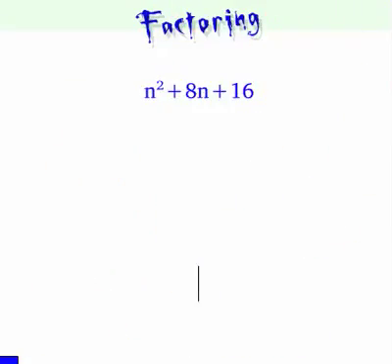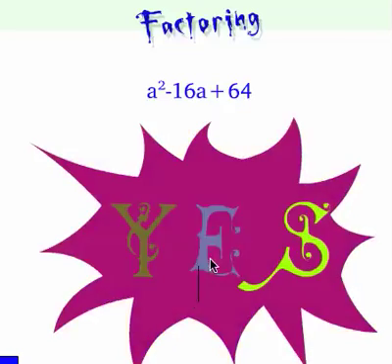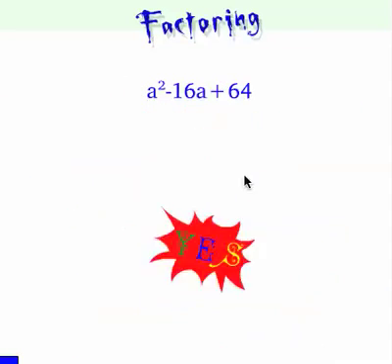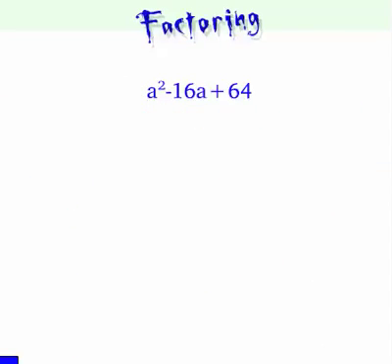Okay, in brackets n, plus 4, the square root of the last term is 4, and all to the power of 2. Okay, and that's it. That's how you do perfect square trinomials. Stay tuned for the next level.